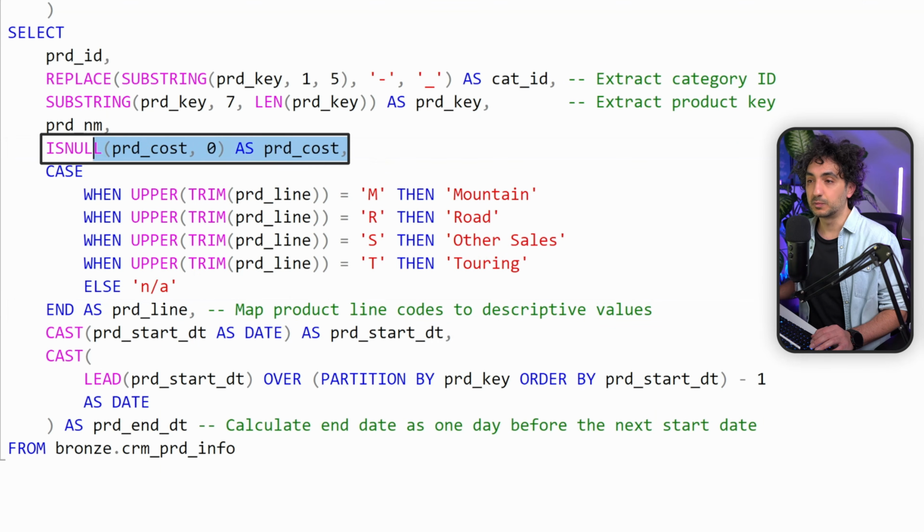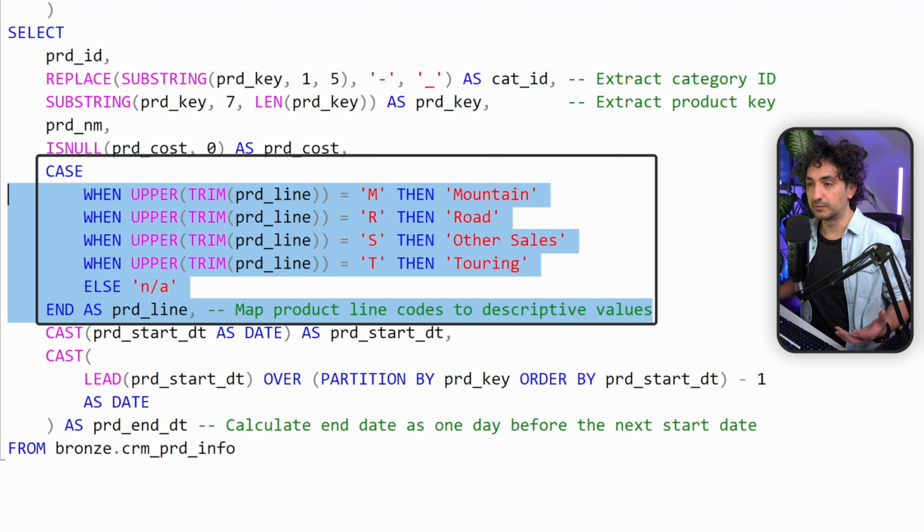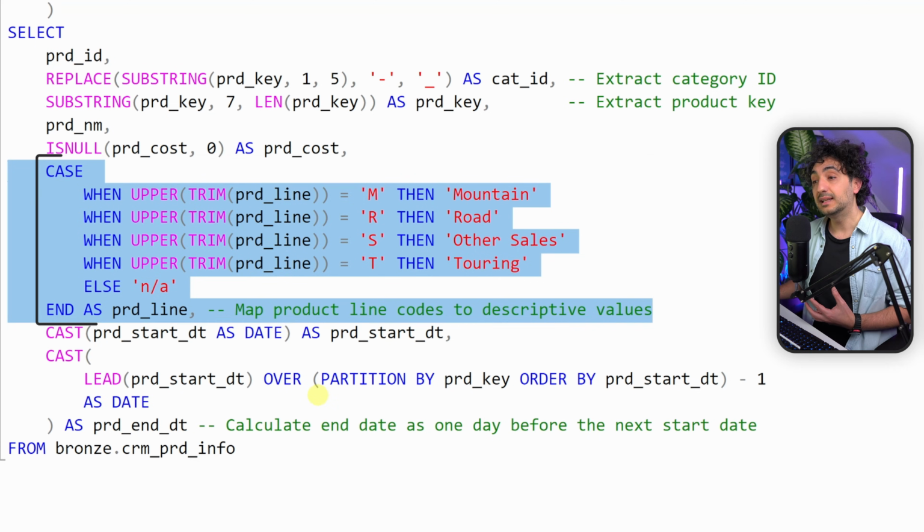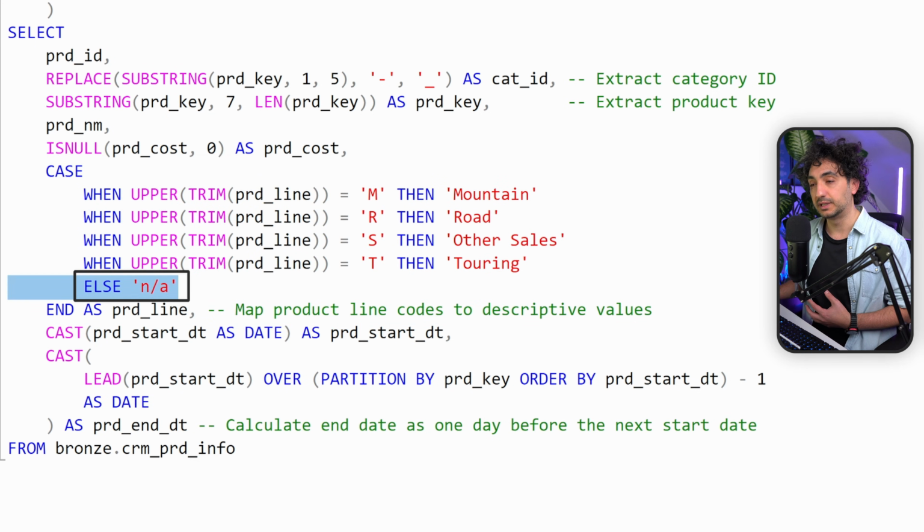Another transformation we have is the is null over here. So we are handling here missing information. Instead of null, we're gonna have a 0. And one more transformation we have over here for the product line. We have done here data normalization. Instead of having a code value, we have a friendly value. And as well, we have handled the missing data. For example, over here, instead of having a null, we're gonna have not available.